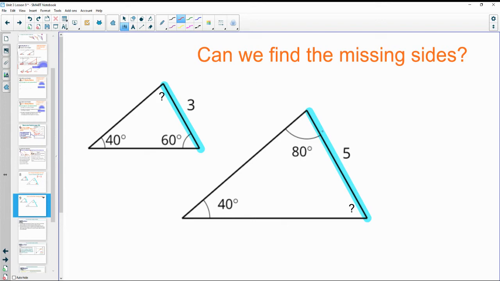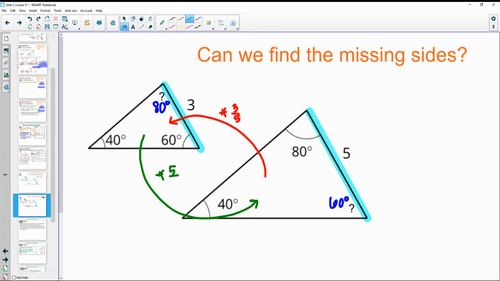So would we be able to find the missing side lengths now? Remember we found out that this angle here is 80 and this one is 60. Would we be able to find the missing side lengths? Now you'd have to know one of the other lengths, right? If we're taking this big shape to the small shape, the scale factor is 3/5. Or if we're taking the small shape to the big shape, the scale factor is 5/3.